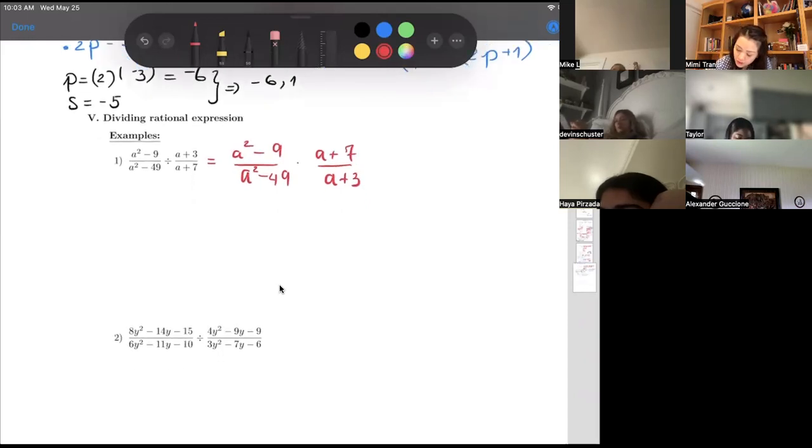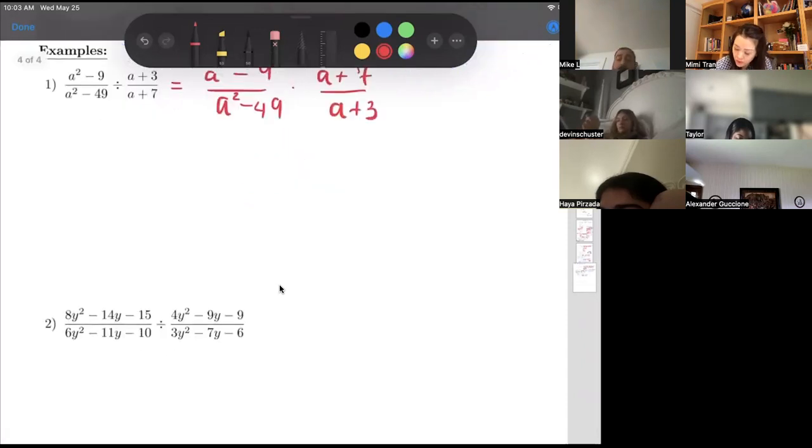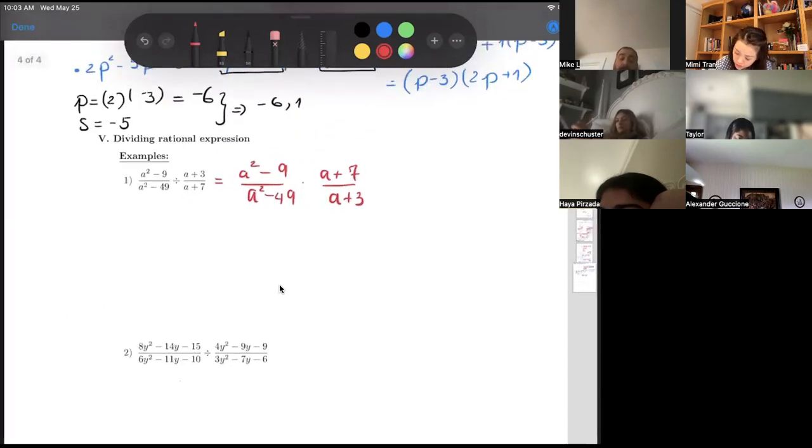So let's simplify group by group. A squared minus 9, I can factor as a plus 3 times a minus 3. The bottom is what? A squared minus 49. Somebody factor this for me.